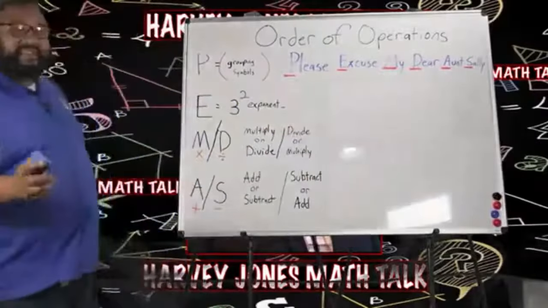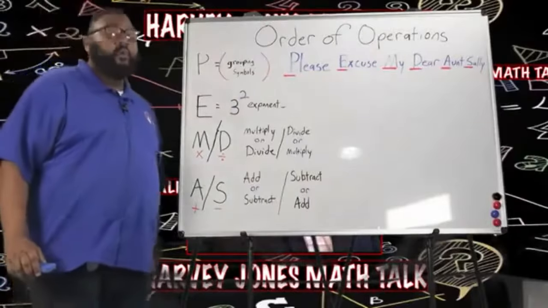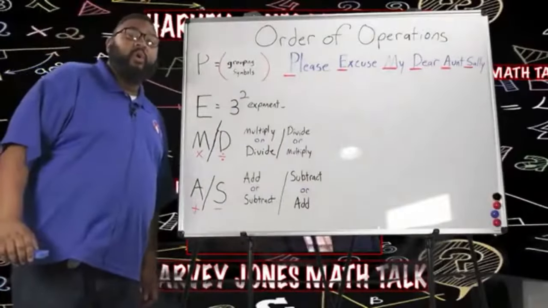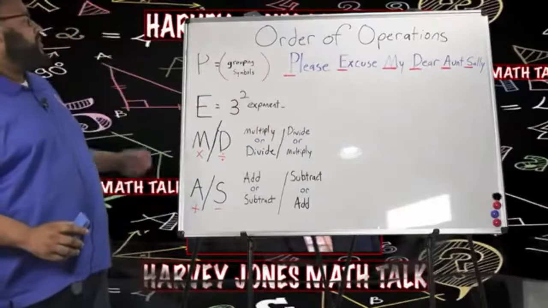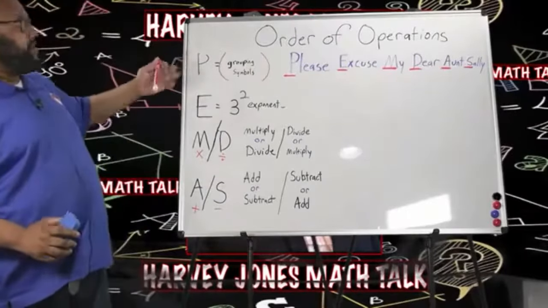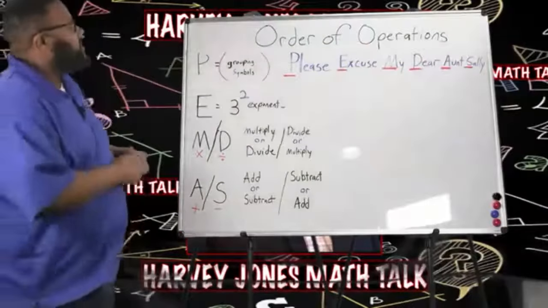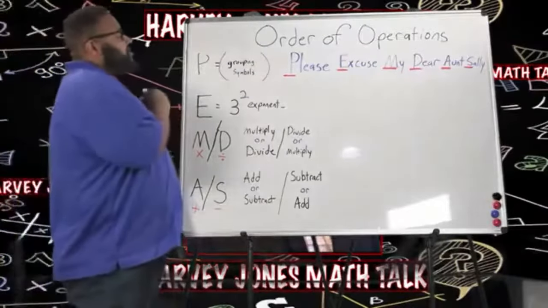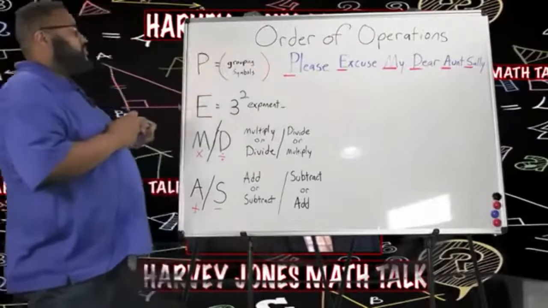Please excuse my dear Aunt Sally. Order of operations. All right? So the first piece we look at is our P, which stands for parentheses. And a parenthesis is part of a larger group called grouping symbols.